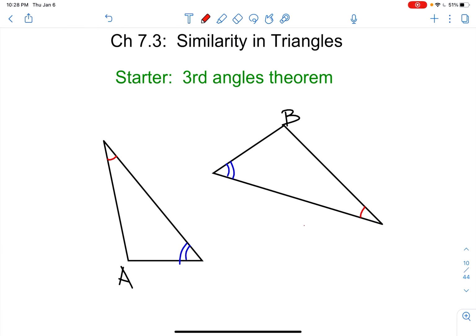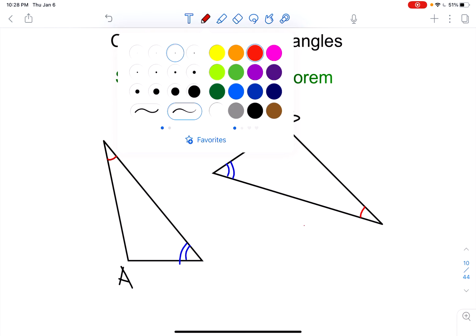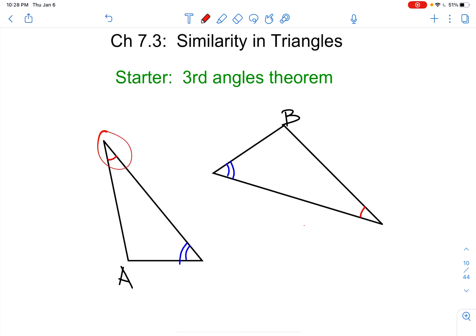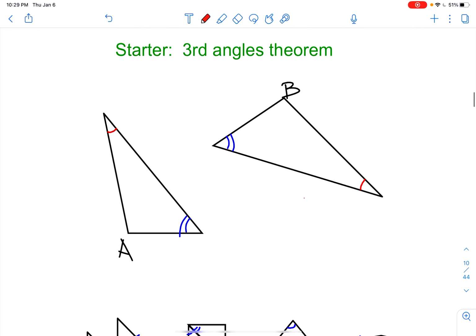So what that looks like is, if an angle in one triangle is congruent to another, and a second angle is also congruent in another triangle, well, if these two are congruent and these two are congruent, that automatically means that the third has to be congruent, because all angles in a triangle have to add up to 180.